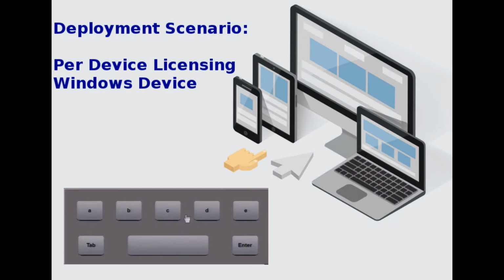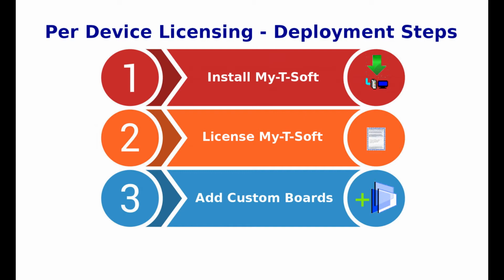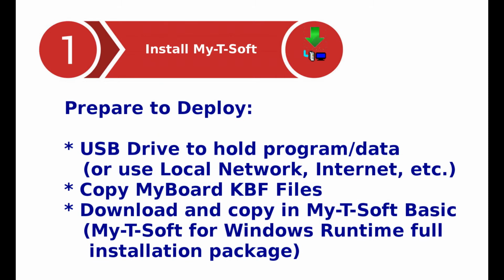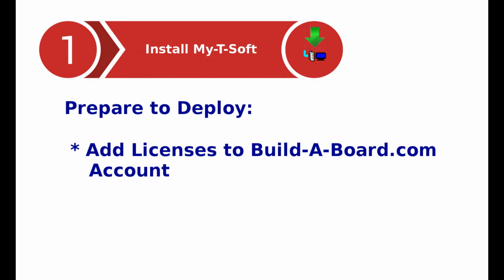So this wraps up the how to deploy a board video. To review, we discussed a per device licensing approach in Windows and briefly mentioned other license options. We covered the 3 steps necessary to get your board onto a device and also covered needed preparation, including copying your boards and the appropriate install software. We also walked through purchasing licenses so you can quickly license each device as you deploy your boards.